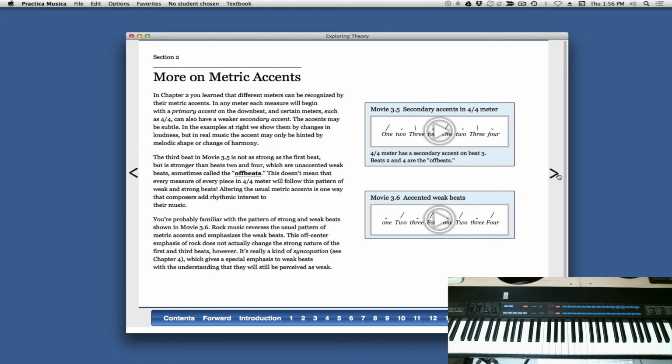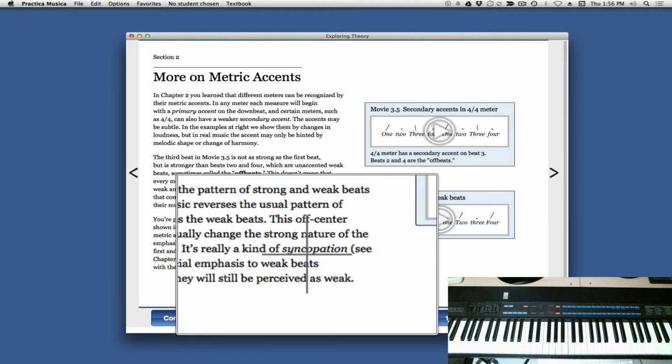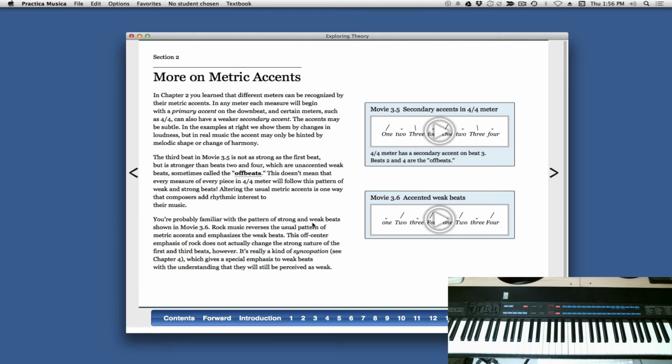Okay, so section 1. This is section 2. And it talks about accents and things like that. When we are accenting a non-accented beat, we call that syncopation, right? We'll get more into that in chapter 4. But some meters have accents built in. For instance, 4/4 is 4 beats, and the strongest beat is on 1, and the next strongest beat is on 3. And 2 and 4 are the weakest beats. So we'd go 1, 2, 3, 4, 1, 2, 3, 4, right?